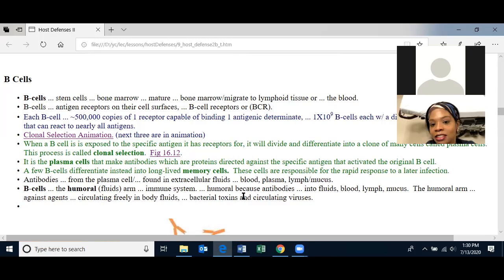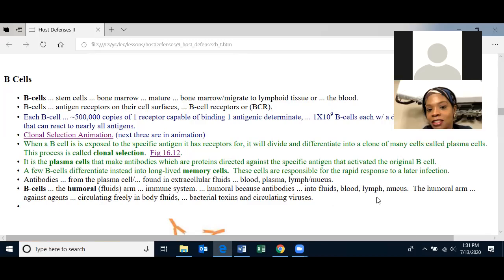And the antibodies can get into the blood, the plasma of the tissue, or the lymph fluid, as well as the mucus. Besides the mucus membrane, the antibodies can be secreted into the mucus. But the antibodies are also secreted into mother's milk. Okay? Any questions about that?